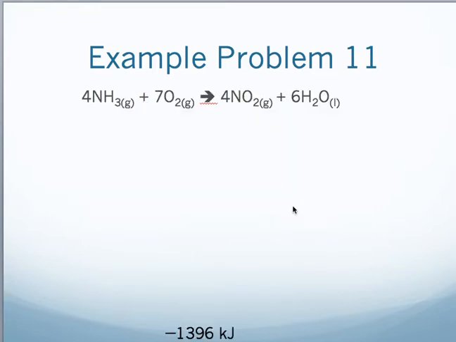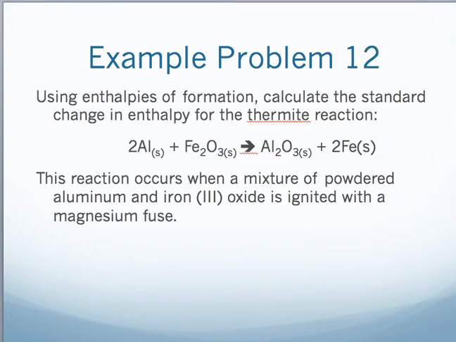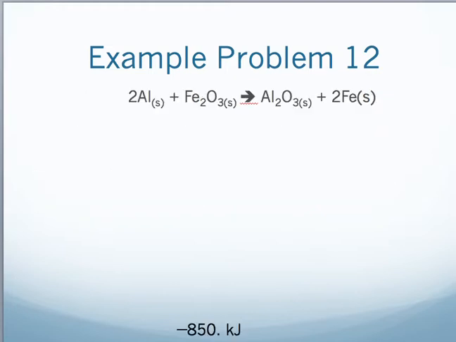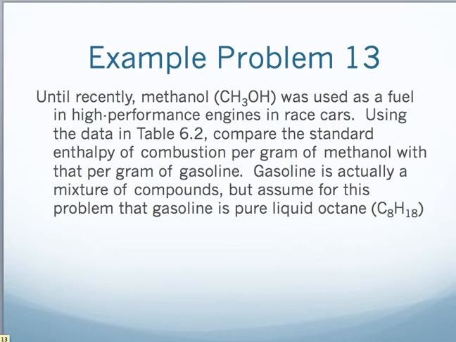Take a second, maybe pause the video and double check to make sure that you're getting the same answers. For example, problem number 11, I got negative 1,396 kilojoules. Notice I don't put the mole because it's for the reaction. Okay, 12 and 13 are the exact same way. Again, double check. I got negative 850. Yes, the decimal point is there because we're adding and subtracting. It goes to the whole number.